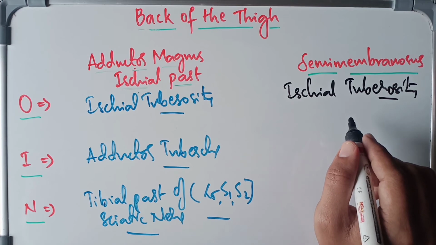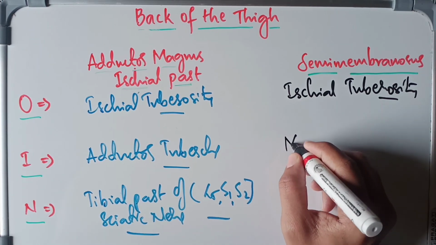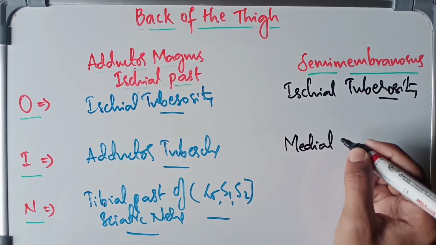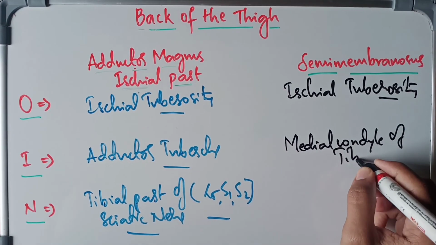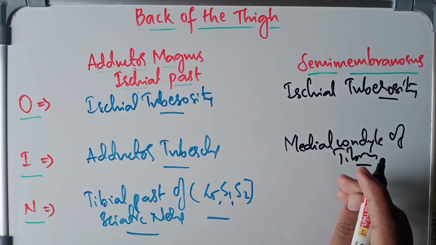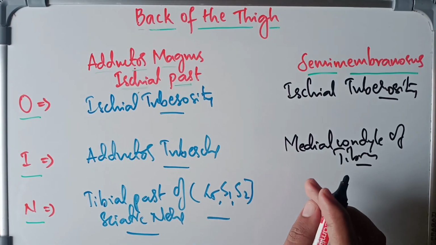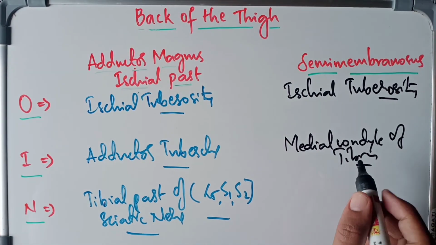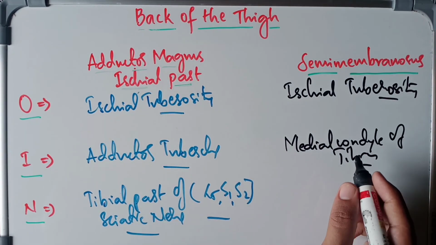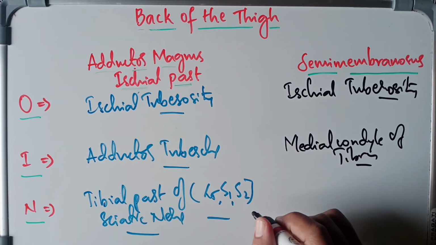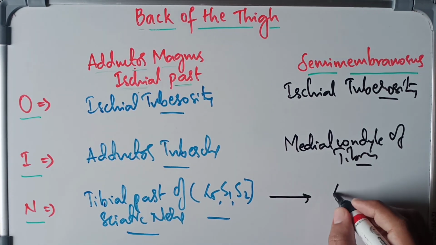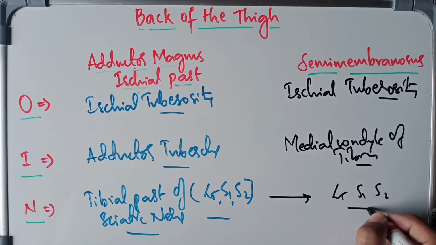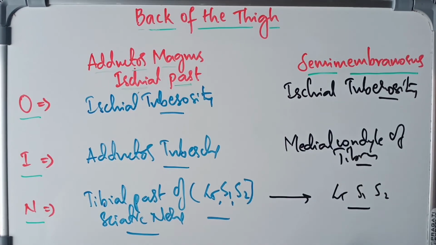And what about its insertion? It is inserted into the medial condyle of the tibia, into the horizontal groove on the posterior aspect of the medial condyle of the tibia. That's where it is inserted. And finally, the nerve supply is again the tibial part of the sciatic nerve, with the same root values of L5, S1 and S2. The same nerve supply also supplies the semimembranosus.